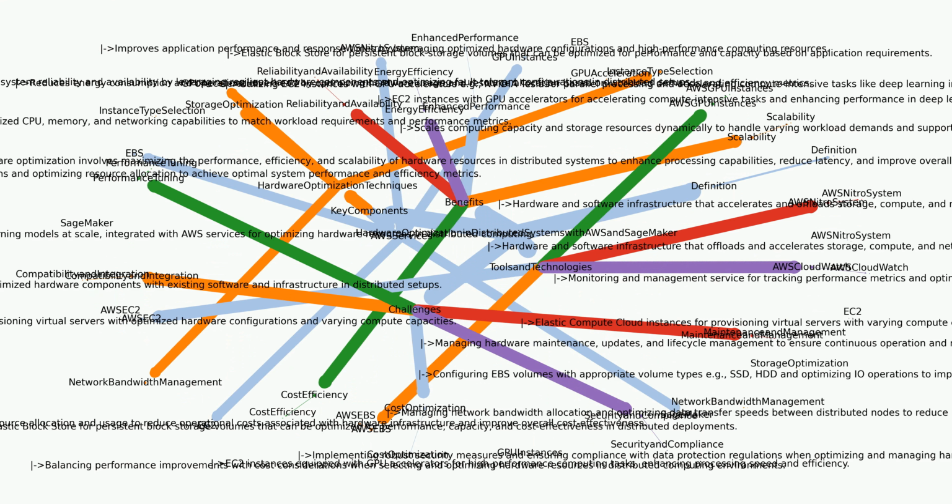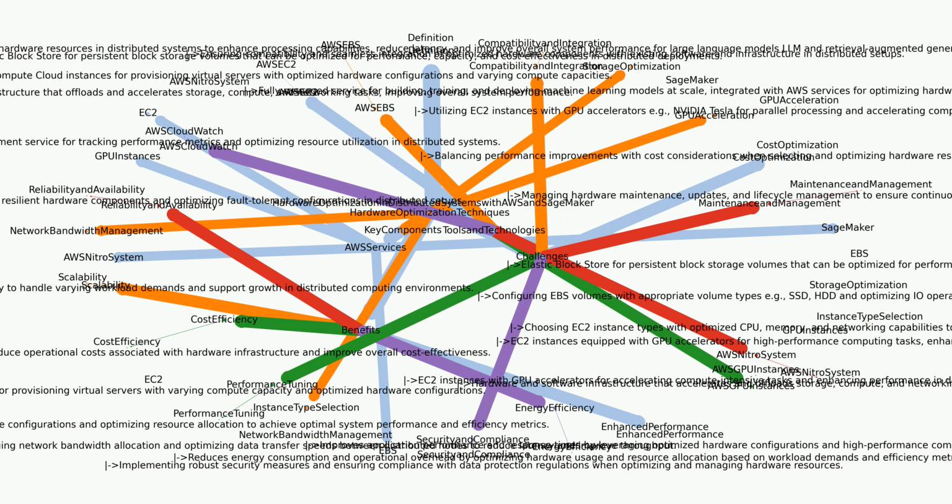GPU acceleration: utilizing EC2 instances with GPU accelerators, e.g., NVIDIA Tesla, for parallel processing and accelerating compute-intensive tasks like deep learning inference. Network bandwidth management: managing network bandwidth allocation and optimizing data transfer speeds between distributed nodes to reduce latency and improve throughput.